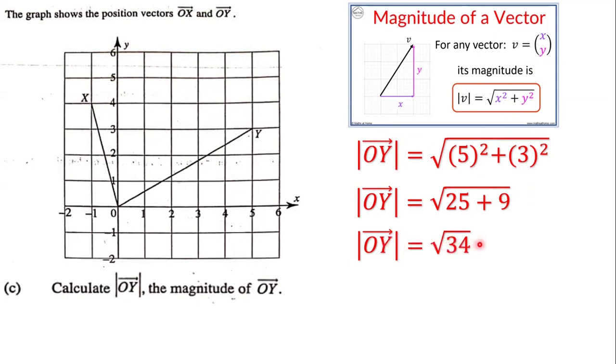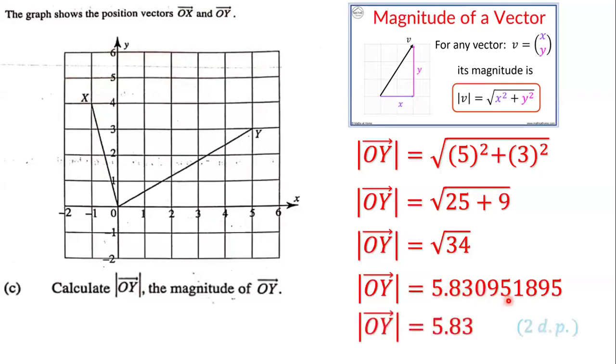Let me take the square root of it. When we take the square root of 34, we get 5.830951895. But we want to answer correct to two decimal places. So we look at this 0, and since it's less than 5, that means we can keep these numbers unchanged. And so correct to two decimal places, the magnitude of OY in this question is 5.83. And that's the answer to this question.